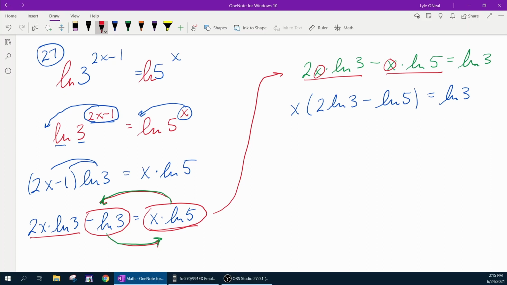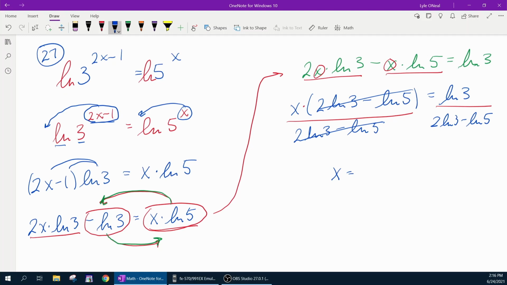And now I'm at the last step, where all I need to do is divide both sides by the coefficient of x. So we're going to divide both sides by 2 natural log of 3 minus natural log of 5. Those will cancel, and that will isolate the variable. Now, in order to calculate all of this mess, we're probably going to need a calculator unless it asks for the exact value. So if it says find the exact value, we would leave this in fraction form.